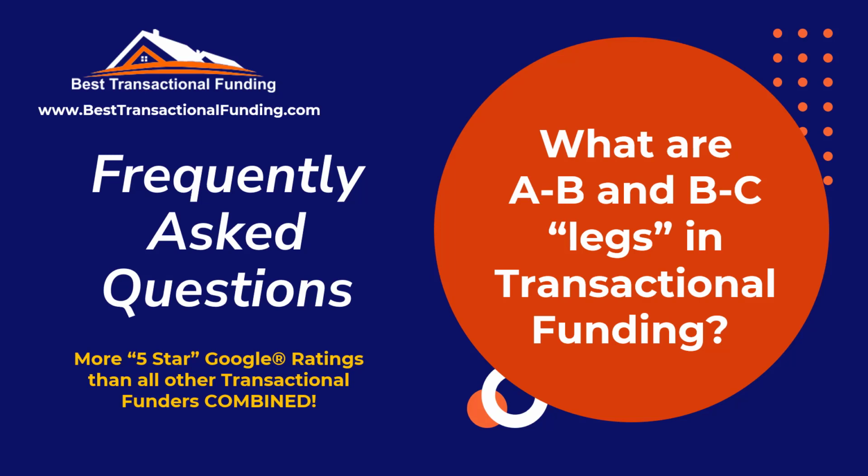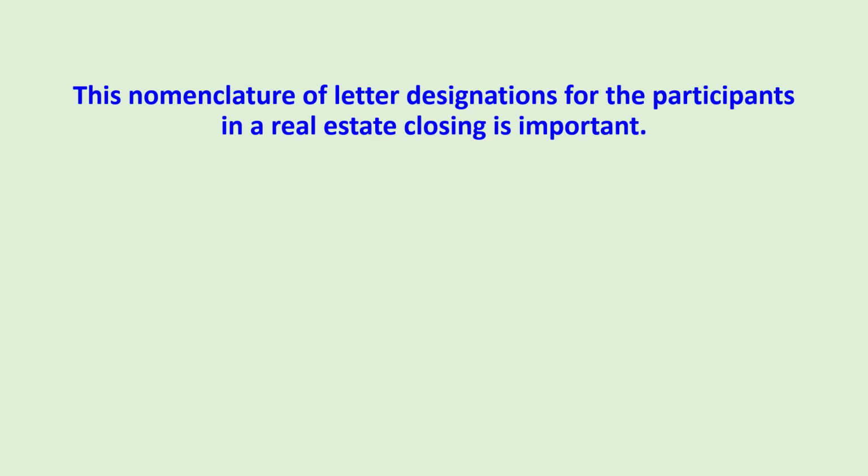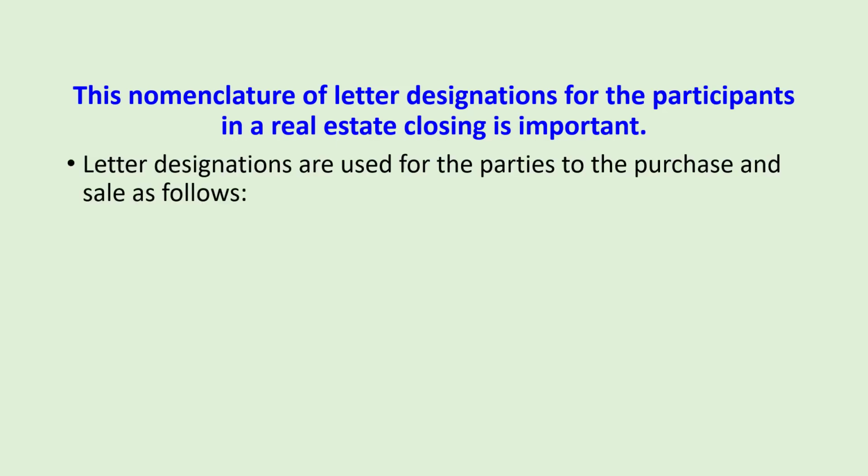What are the A to B and B to C legs in transactional funding? The nomenclature of letter designations for the participants in a real estate closing is important. Letter designations are used for the parties to the purchase and sale as follows.